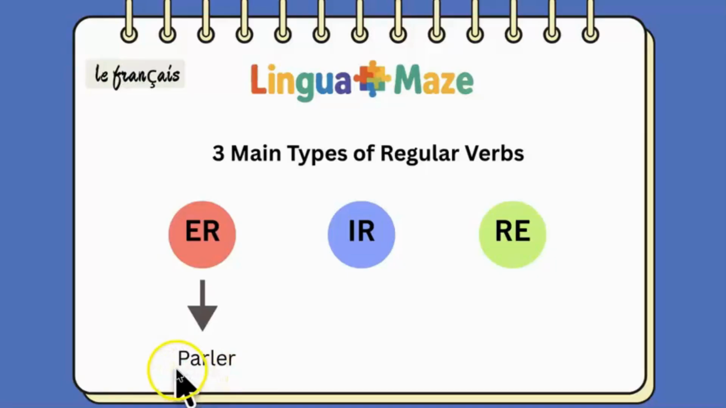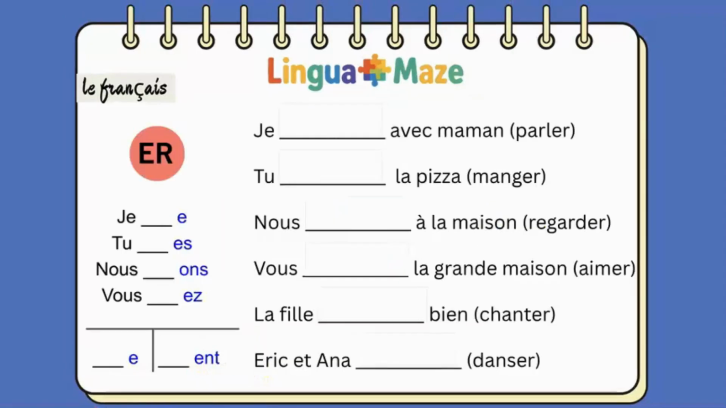So, for example, you have the verb parler. This is called the infinitive. To conjugate a regular ER verb, you first take off the ER, and then you add a new ending. So if your subject is je, you take off the ER from the verb and you add an E. If your subject is tu, you add ES. If your subject is nous, you add ONS. If your subject is vous, you add EZ.